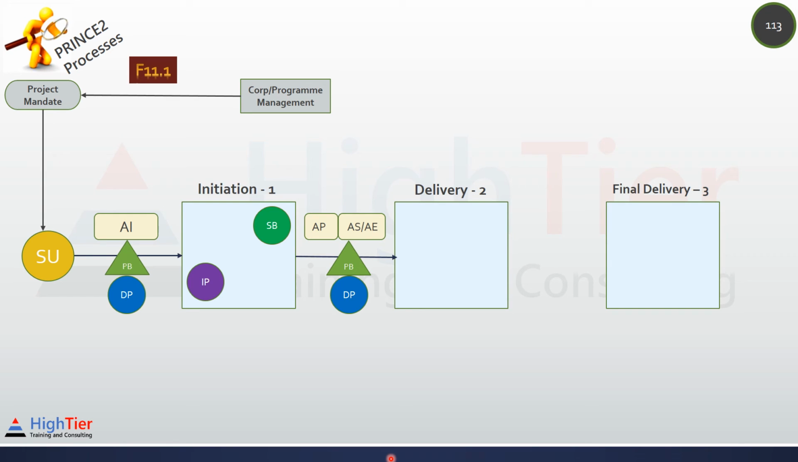Again, let's assume that we got the authority to deliver a stage. Now remember, we need to get two authorities before we can start the first delivery stage. Authority to deliver the project and authority to deliver the stage to start delivering the specialist product. As we got both the authority, we are in the first delivery stage. The processes used in the delivery stage are controlling a stage and managing product delivery. It is possible that these two processes can be repeated many times. This will be covered in detail later.